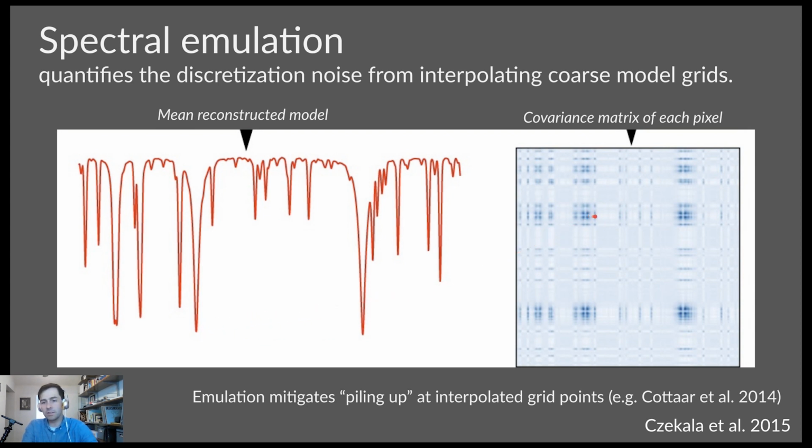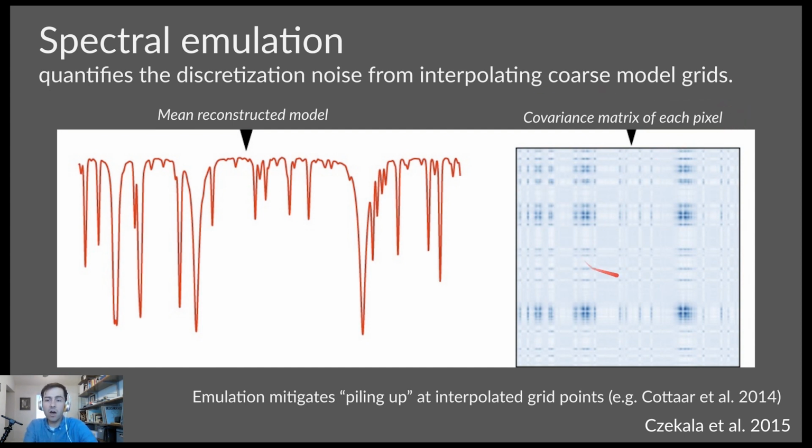And indeed, you see there's higher correlation structure here and here, correlating to maybe these two lines. So the net effect, or what this operationally gives you, is that this emulation mitigates piling up at interpolated grid points, and that's been seen in the literature. So here's a reference where you can see that. But basically, the intuition here is that the spectra computed on the grid points look more like physically realistic spectra than like interpolated spectra.